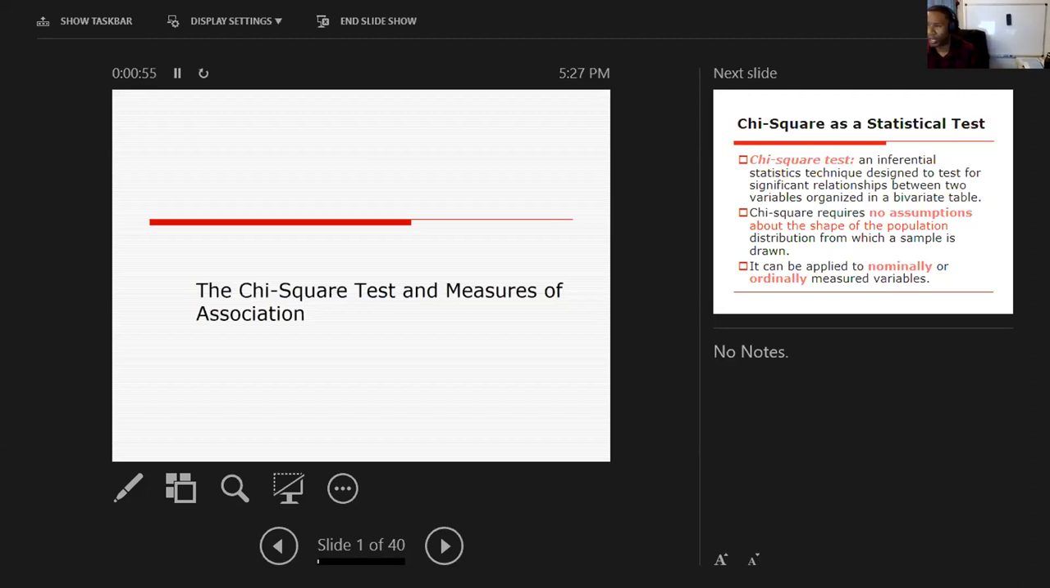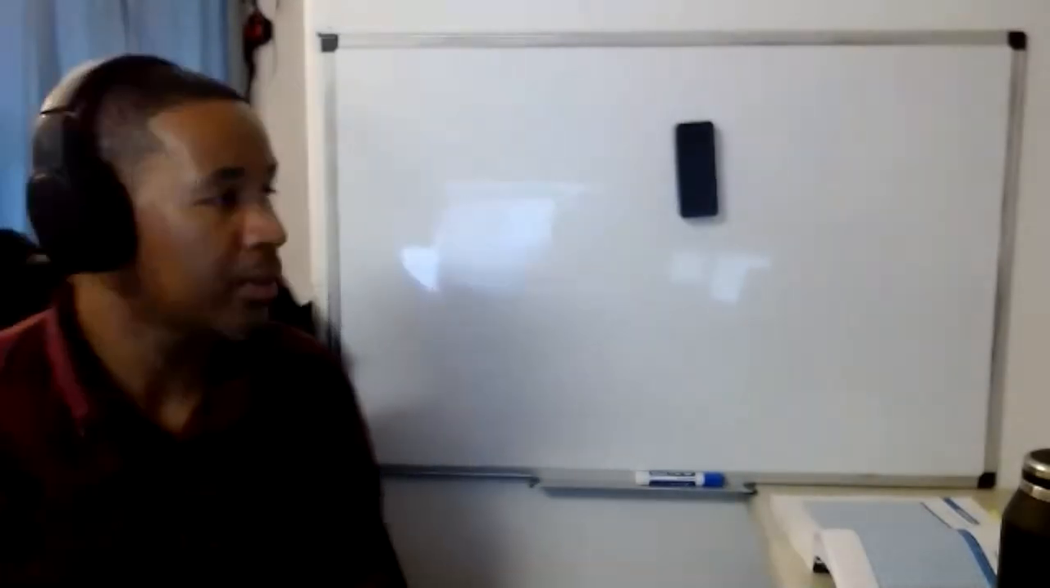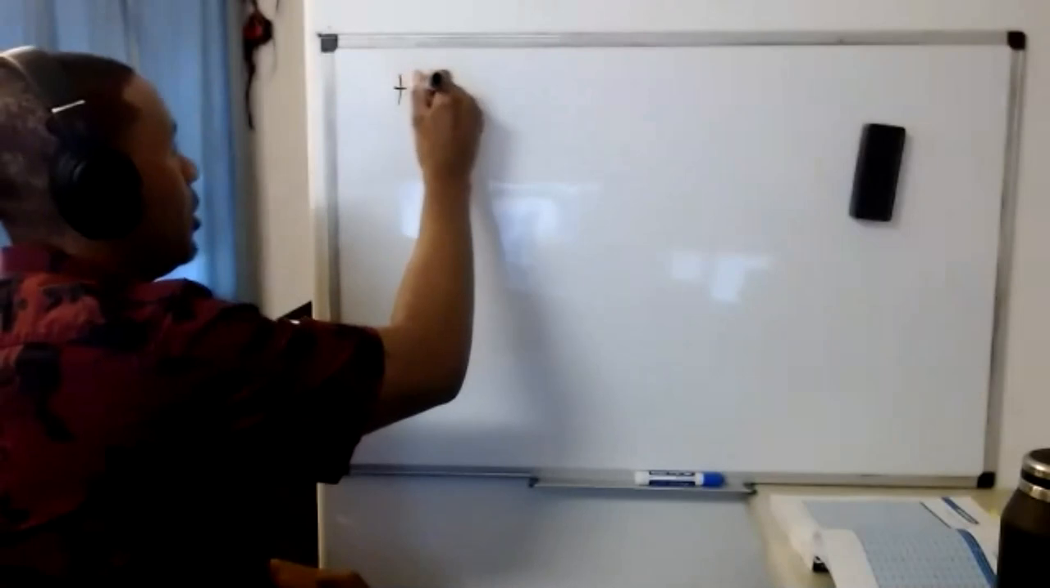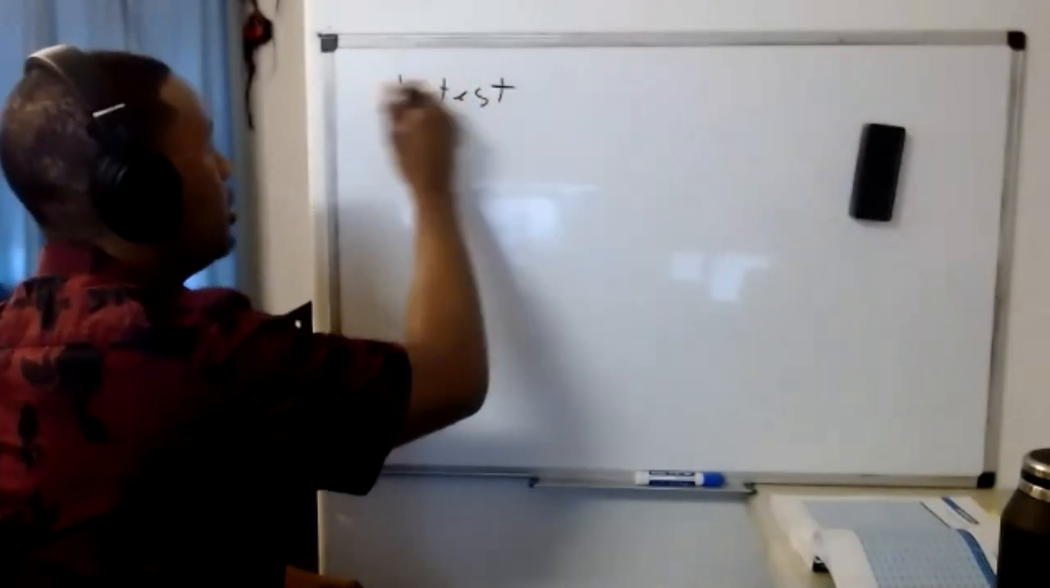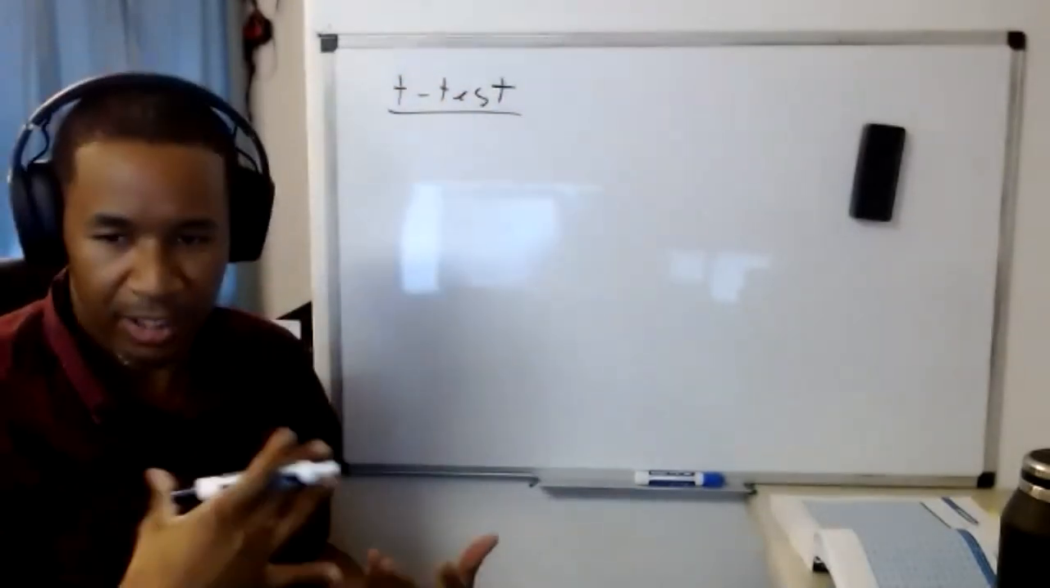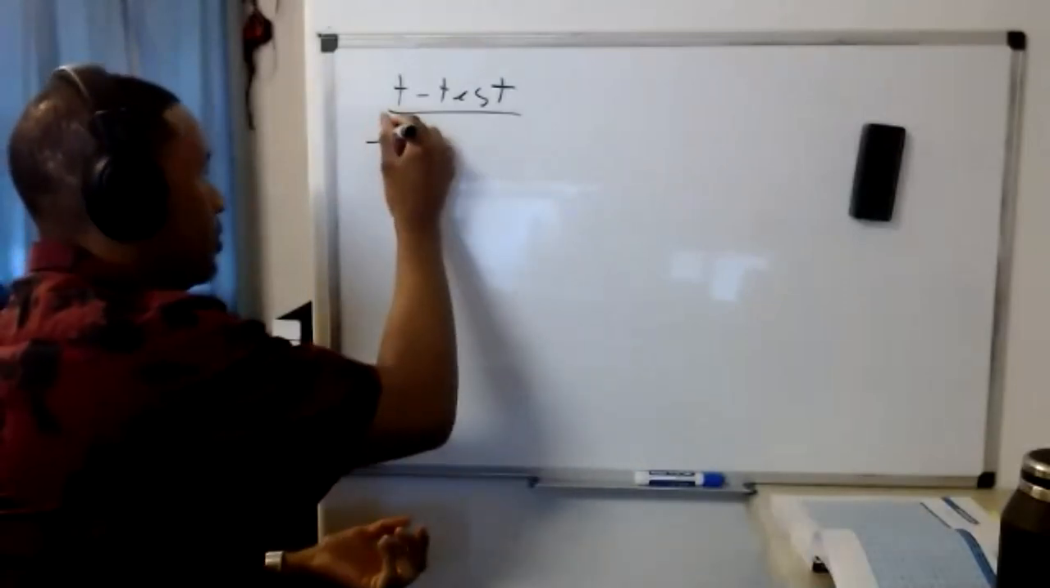Okay. Now, we learned about a test a few weeks ago called the t-test. That was another statistical hypothesis testing procedure. Now, the t-test, remember, one of the assumptions of the t-test was that your dependent variable be measured at the interval ratio level.